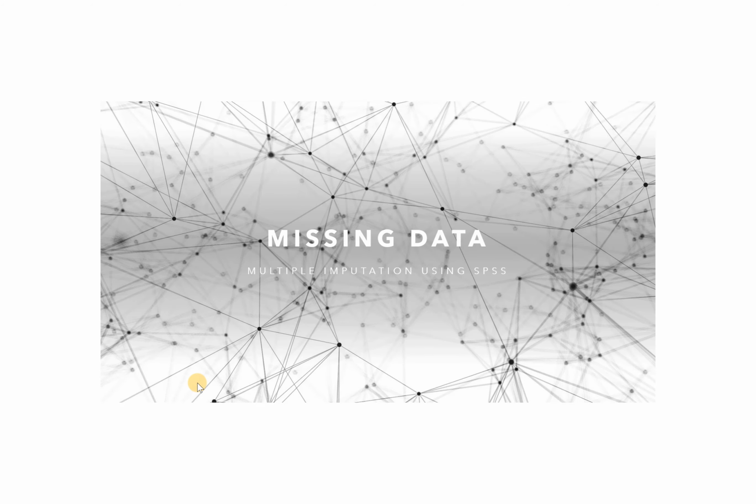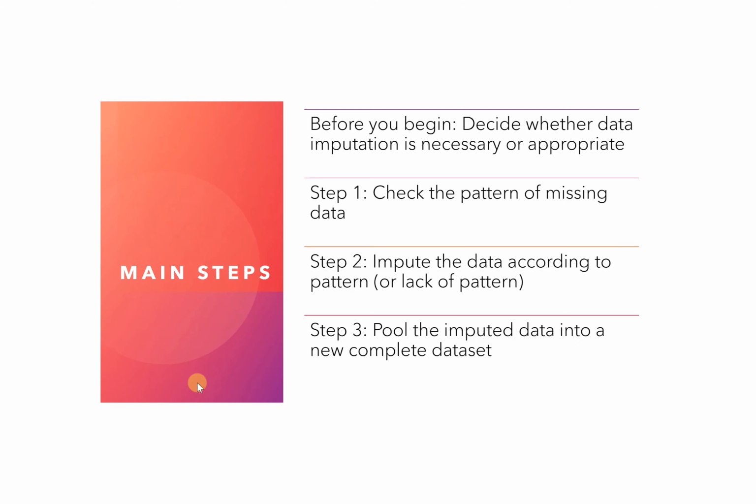In this video, we will learn how to deal with missing data using multiple imputation through SPSS. We will divide it into three main steps. Step number one, we will be checking the pattern of missing data. In step number two, it's to impute the data according to the pattern or lack of pattern. And the third and final step is to pool the imputed data into a complete data set.